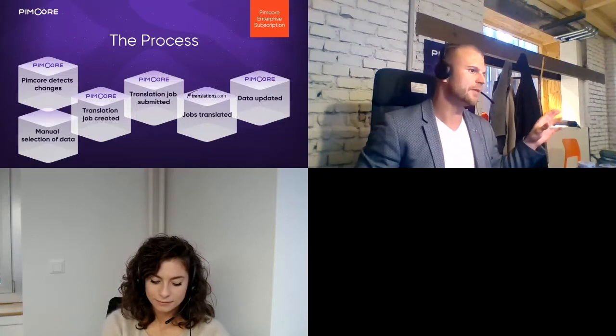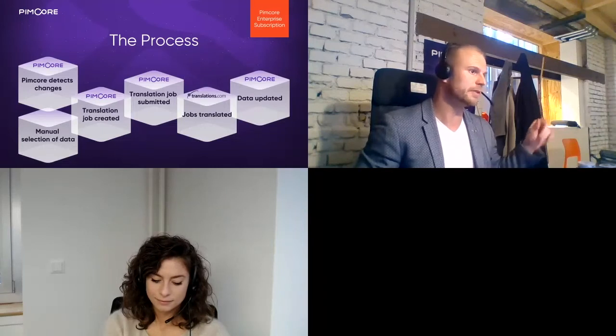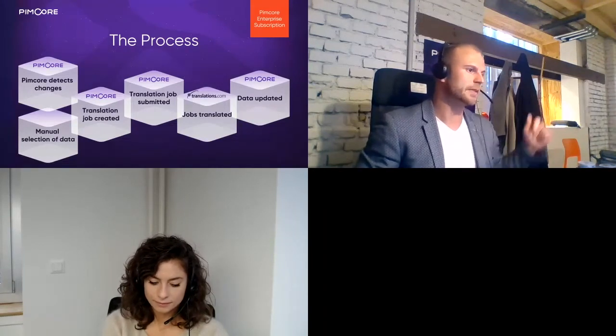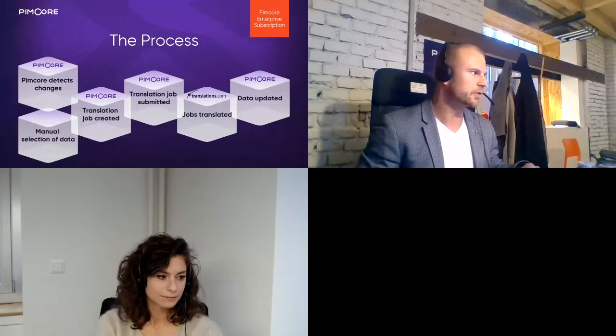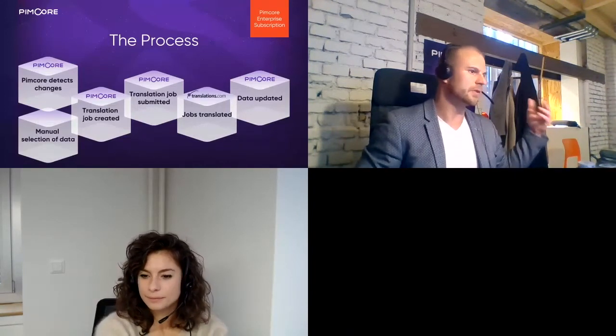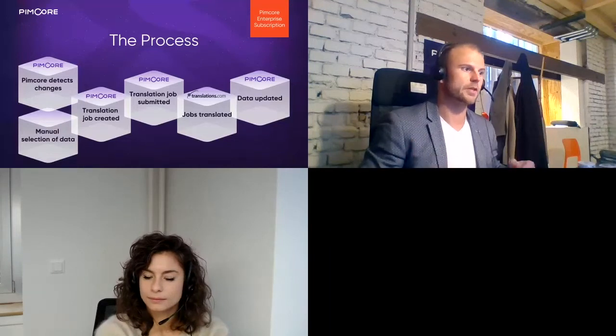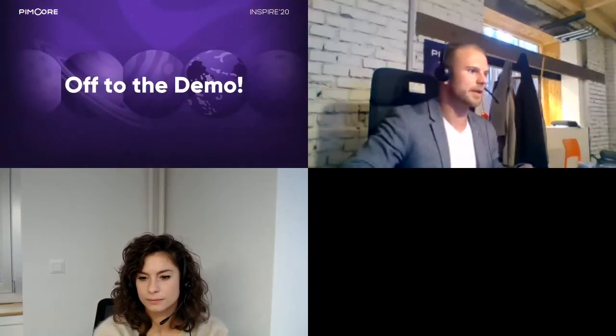The second way is that you can manually select which data should be translated. The system automatically creates a job. The job is then submitted to translations.com, where all the data is translated. And after the translation, the data is updated automatically in Pimcore. So you have two ways, but the main setup of the translation process is a full automation of the whole translation topic. So okay, let's have a look at a short demo.